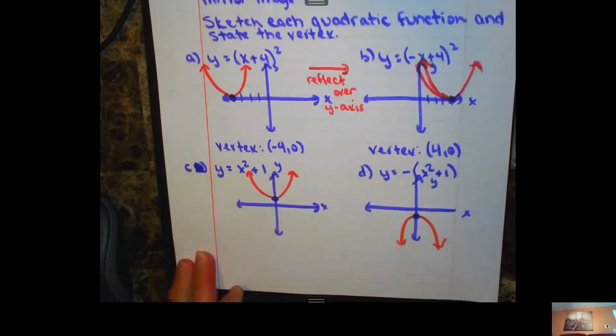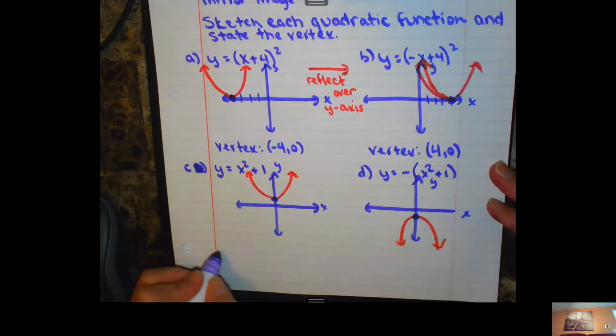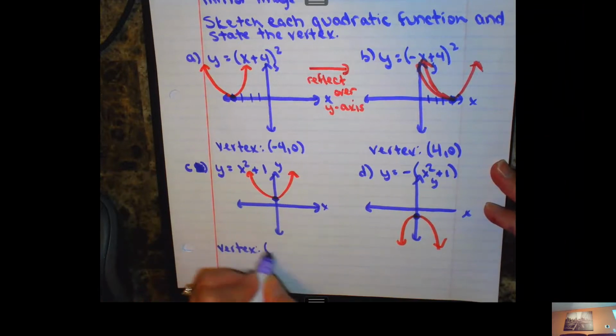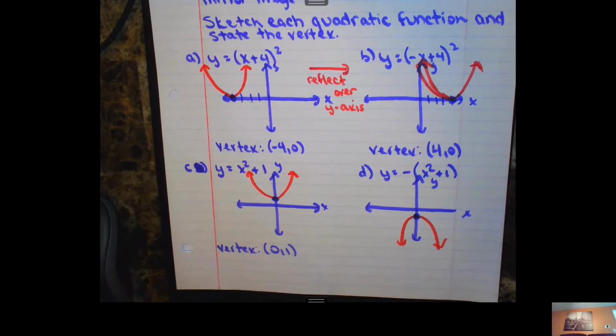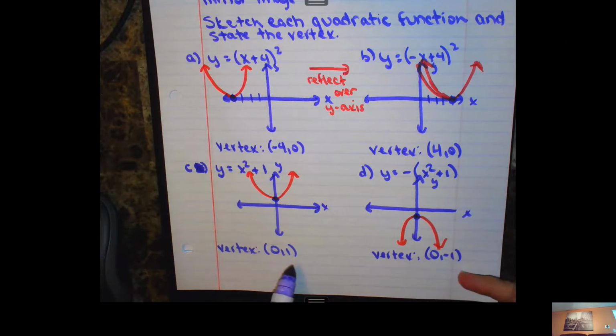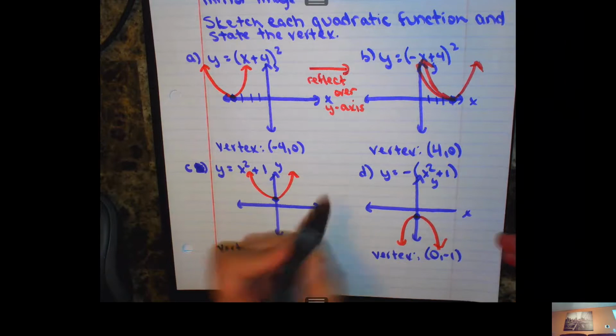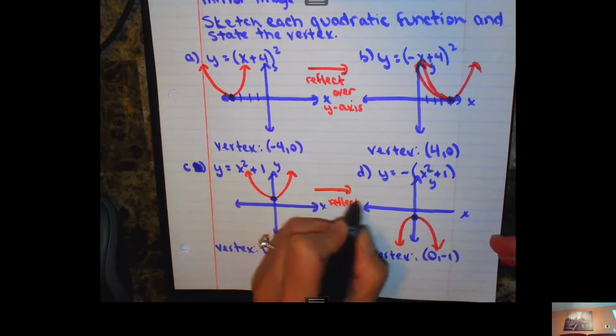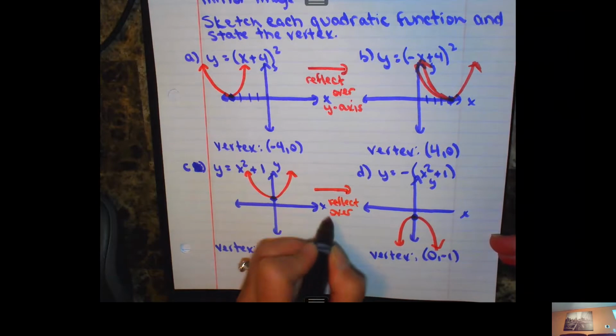So I'm going to have us write the vertex like we did above. So if you notice over here, our vertex was 0, 1. Over here, though, our vertex is 0, negative 1. So it changed the y value to the opposite. Can you do one more thing for me? We're going to draw a little line and write reflect over the x-axis.